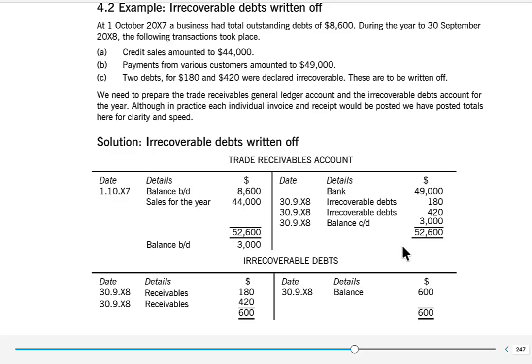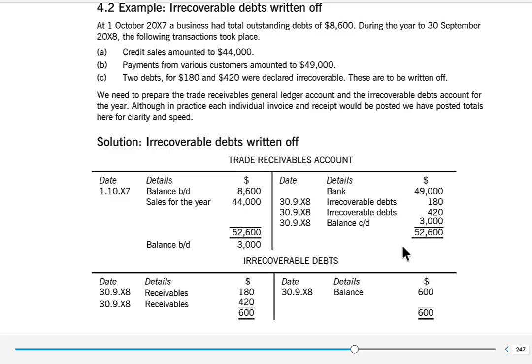Irrecoverable debts expense account logic. This account is an expense. The book shows it as a T account fed by the write-off totals. Debit irrecoverable debts, $180. Debit irrecoverable debts, $420. Total expense equals $600. So profit is reduced by $600 because that is the loss for the period. Quick check question. Does writing off a debt reduce sales income? No. Sales happened. The customer simply did not pay. The loss is recorded as an expense, not as negative sales.